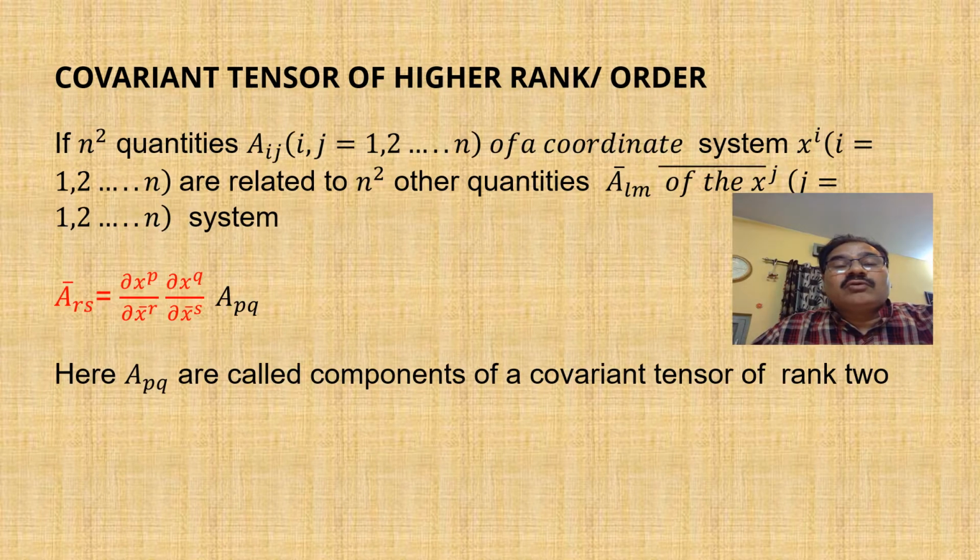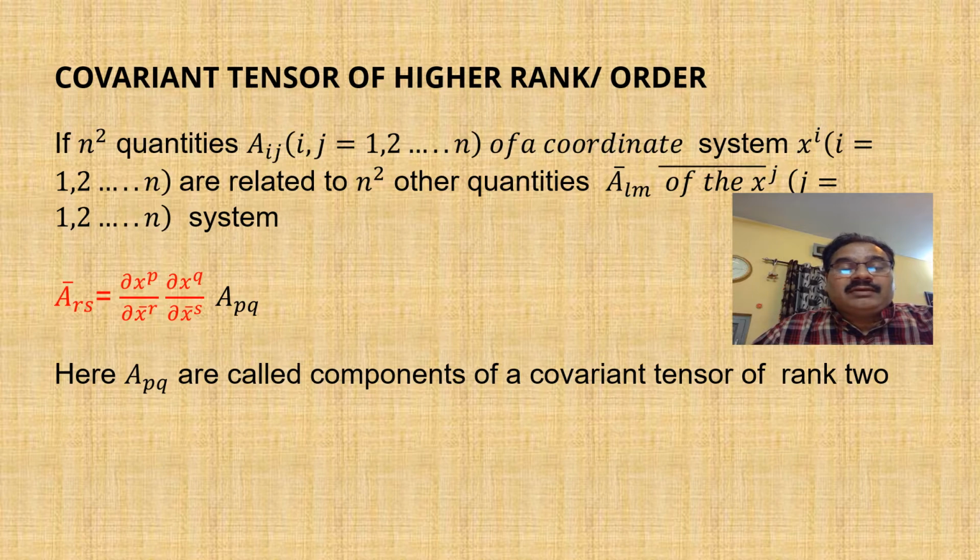Similarly, for a covariant tensor of higher rank or higher order, you can define it this way. If n square quantities a i j, where i and j vary from 1 to n in a coordinate system x i, are related to n square other quantities, say a bar l m, then you can define a bar r s is equal to del x p divided by del x bar r, del x q divided by del x bar s, a p q.